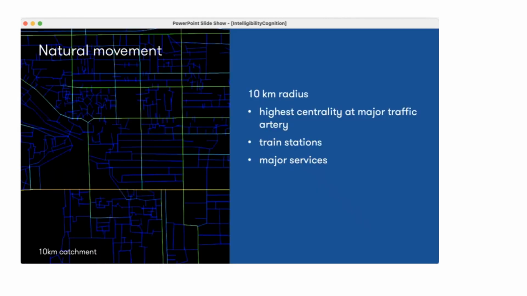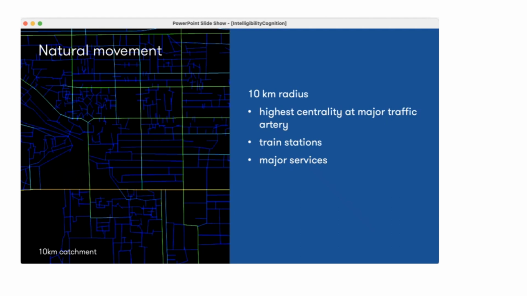To take just another look, as I said, you can do this at different scales, and they pick up different things. So here's an example for another city. This is Beijing. And you can see at the 10-kilometer radius, so the large radius, this is taking into account fairly long journeys.